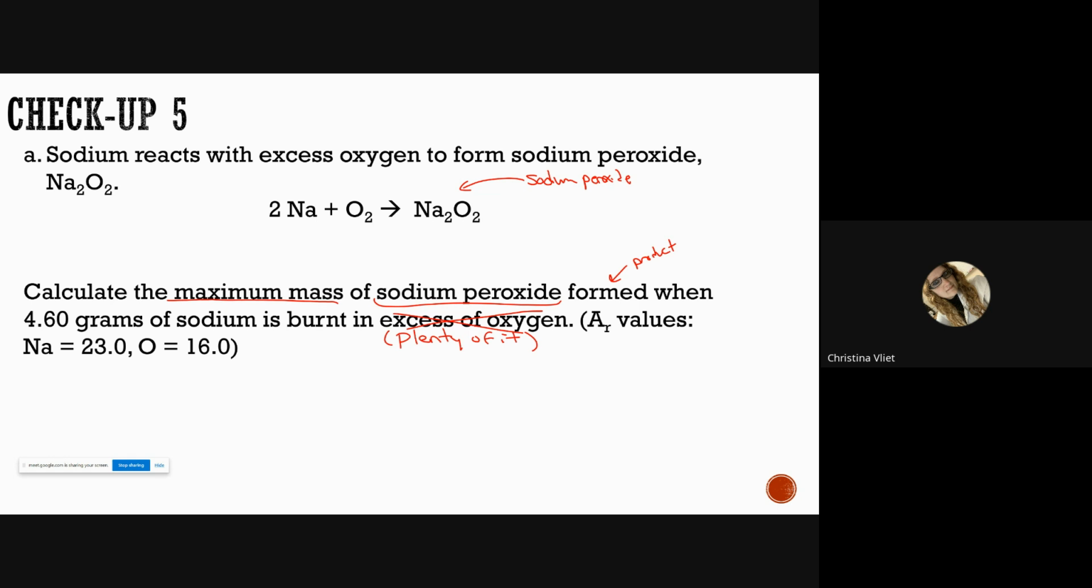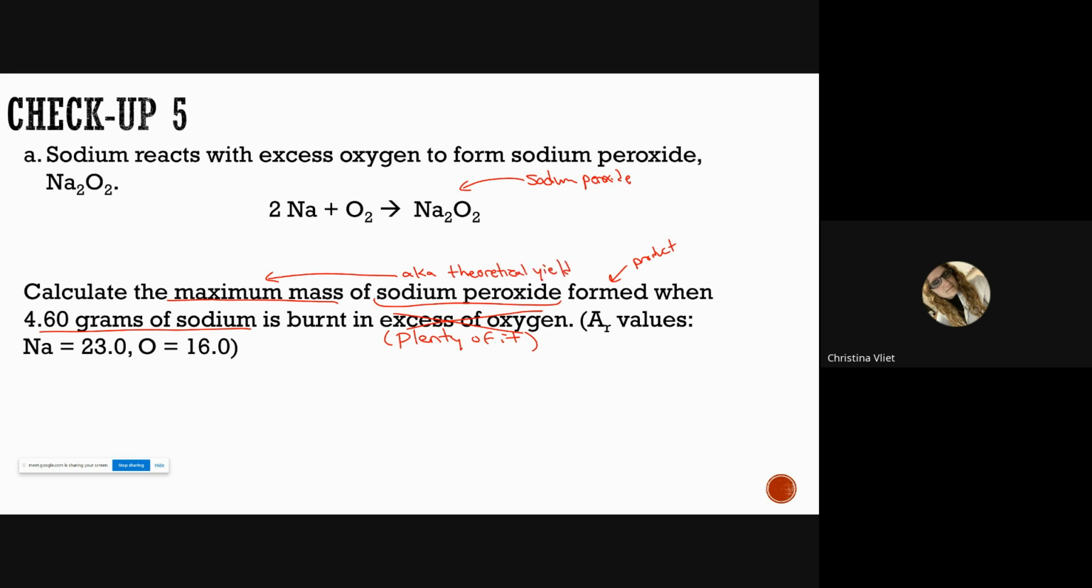So I would say cross it out whenever you see excess, so you don't confuse yourself. You don't need the information for oxygen in this question. You're not being asked about oxygen. You're not being given an amount of oxygen, so it's not a limiting factor. So I've got 4.60 grams of sodium, and I want to calculate the maximum mass. Maximum mass has another name. It's called the theoretical yield. So point that out. Maximum mass is also known as, I'm going to write AKA, the theoretical yield.